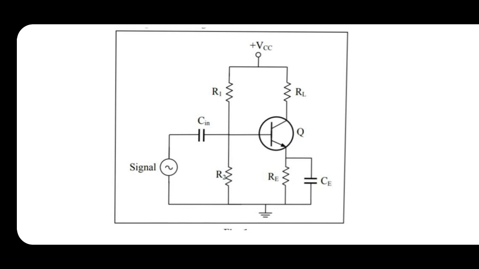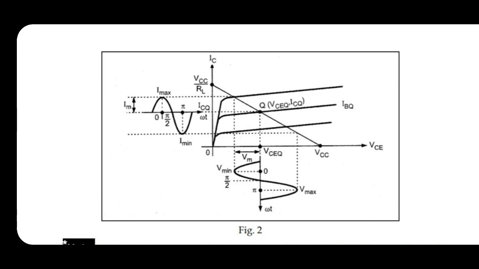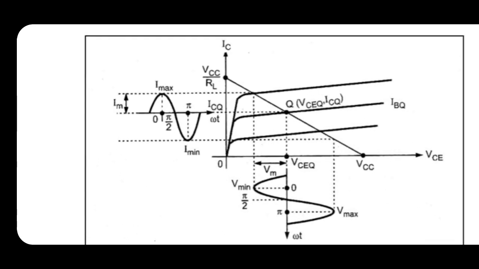The current and voltage waveform of Class A operation is shown in the output characteristic. This is the output characteristic, IC versus VC. IC is the current and VC is the voltage. The total cycle appears at the input, so the output also shows the total cycle. IC has a full current swing.